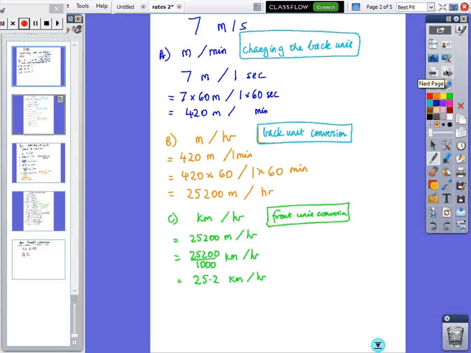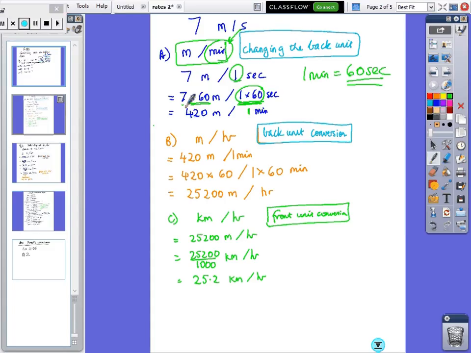In the first one that we're doing, we're going to convert it into meters per minute. So I'm changing the back: seconds to minutes. Just remember that when you've got meters per second, it's meters per 1 second. And if you've got a minute, then you've got 60 seconds. So I'm going to multiply the back number by 60. But if I multiply the back by 60, then I've got to multiply the front by 60. Then 1 times 60 seconds gives a minute, which is the rate I want.